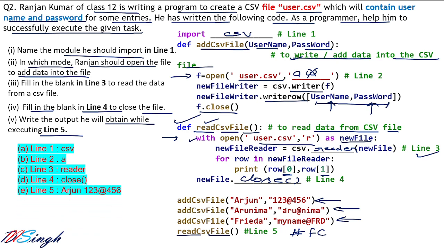Arjun, 123 at the rate 456, and the next one Arunima, Aru at the rate Nima, and next is Farida, my name at FRD. So this is the output, or the answer, for this particular question.